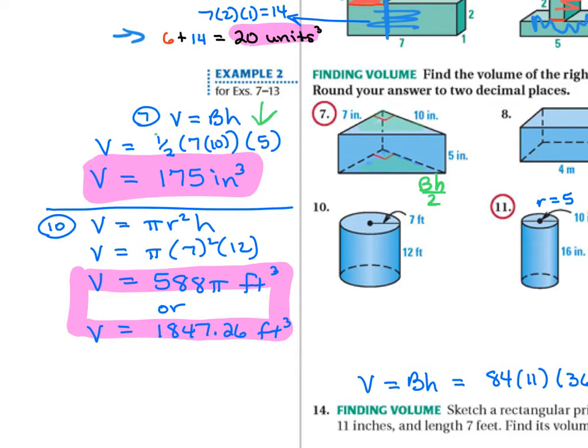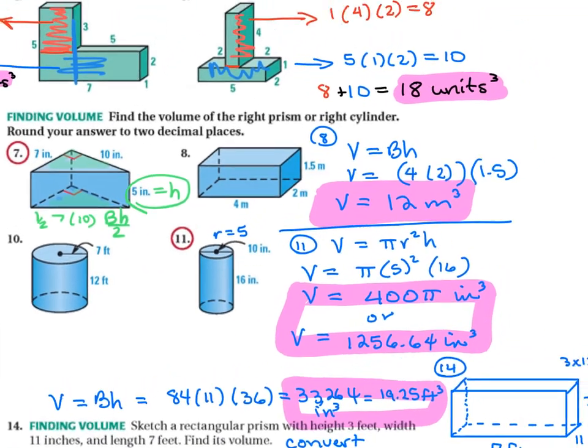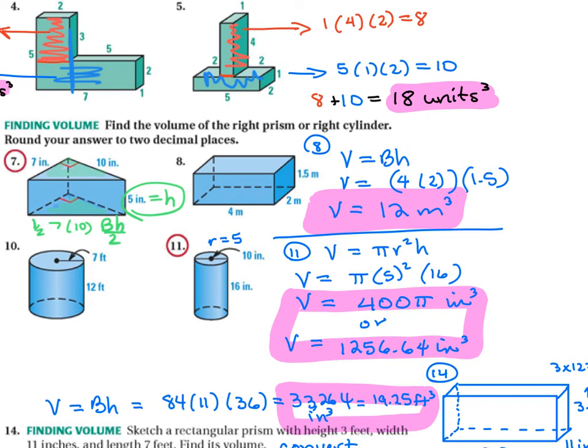I went ahead, this whole thing right here is the base area. So it's 1/2 base times height, which was 7 times 10, and then times the height of the prism. This is the height of the entire prism. So 175 inches cubed. Number 8, here's a rectangular prism.